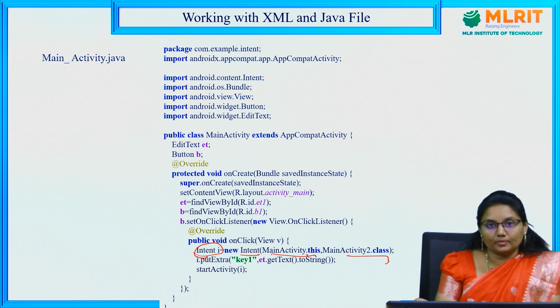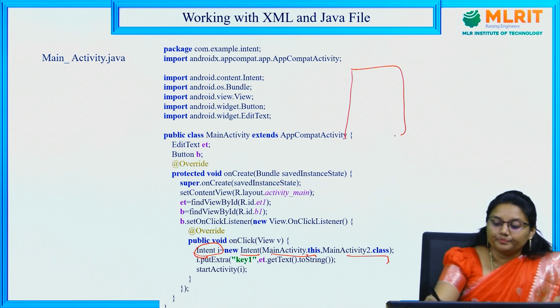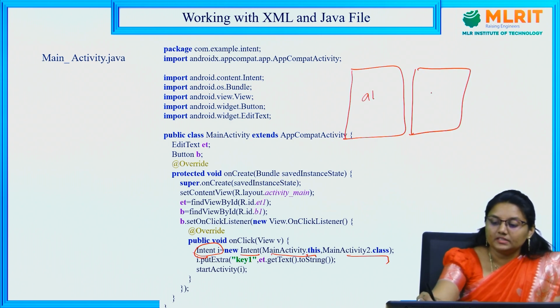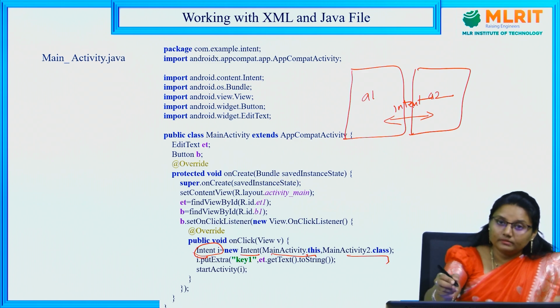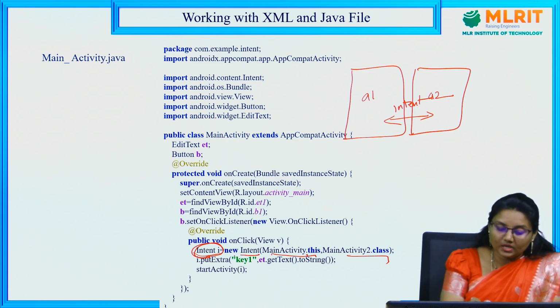The next program, because intent will be extracted between two activities. This is activity 1, this is activity 2. So if you have to move from one activity to another activity, then we have to make use of these intents. So these intents are created using what?